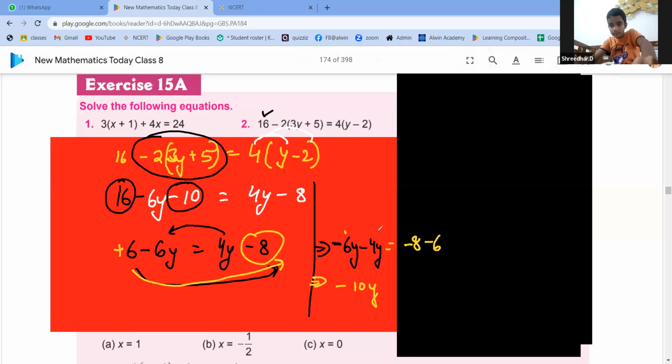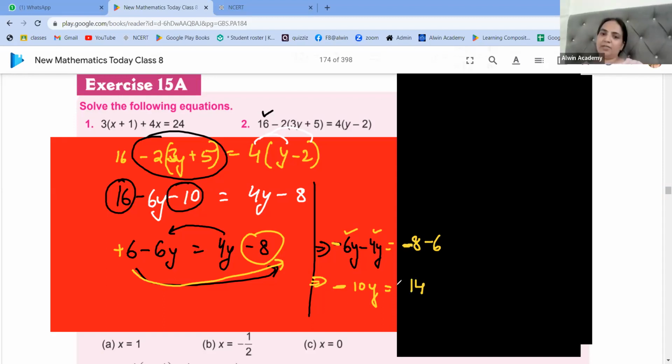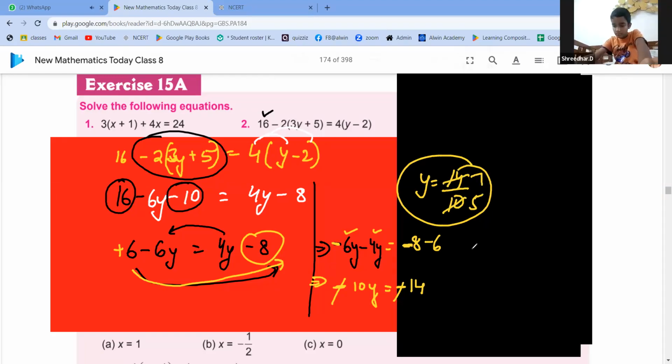Why have I done this? 6 and 4 got added to give you 10. Yes, but ma'am, minus is greater, so you'll write minus here only. Minus 10. And then minus 8 and minus 6 will get added up. 8 and 6 is 14 and the sign would be of subtraction. Right, beta? Yes, ma'am. Minus and minus would be cancelled now. y equals 14 by 10. 7 by 5 is your answer. Is this your answer, everyone?